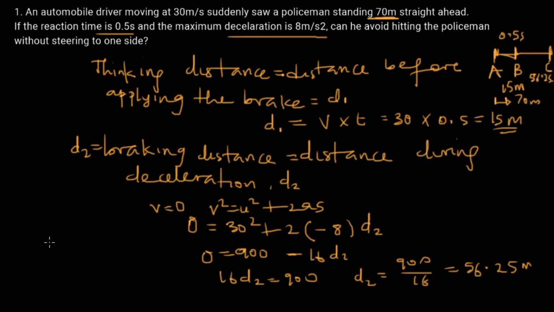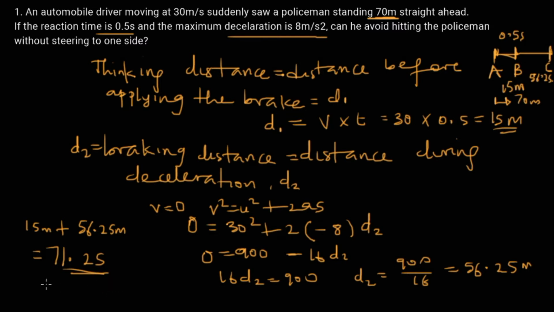In order for him to avoid hitting the policeman, the summation of the distance from point A to C must not be greater than 70. So we'll have 15 meters plus 56.25 meters, which is equal to 71.25 meters. Therefore, he cannot avoid hitting the policeman. He will hit the policeman.